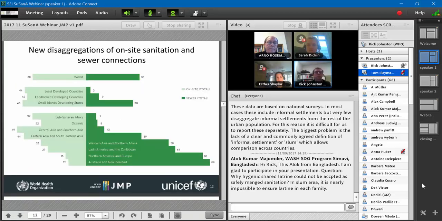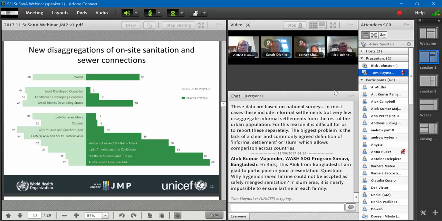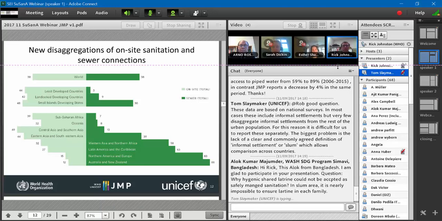So I mentioned that for the first time we're disaggregating on-site sanitation facilities and sewer connections consistently. One of the things that was a bit of a surprise in doing this is that at the global level, it's actually quite evenly split. You see about 38% of the population using sewer connections and 38% of the population using improved on-site sanitation systems. And these numbers include sharing.